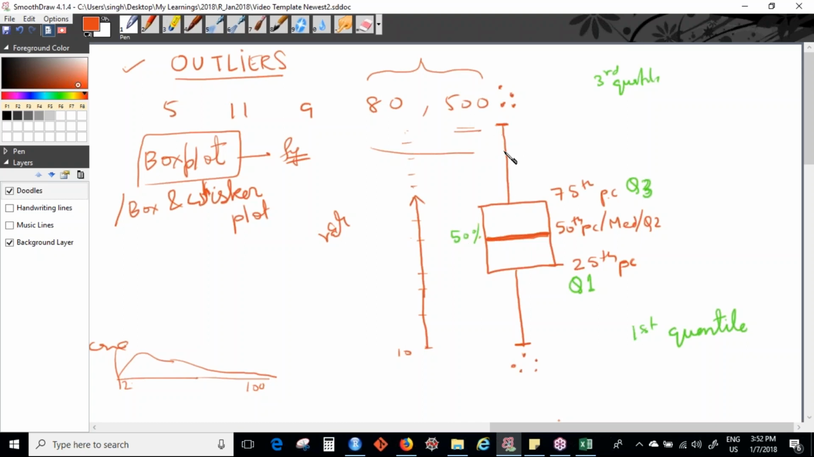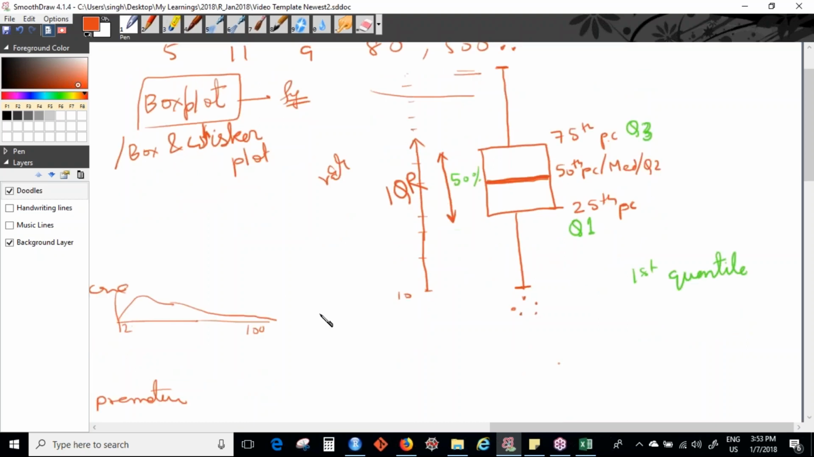Before I tell you what that is, this distance that you see here is known as the interquantile range. What is the interquantile range? Interquantile range is Q3 minus Q1, or 75th percentile minus 25th percentile. That is your interquantile range. So this distance is your interquantile range.